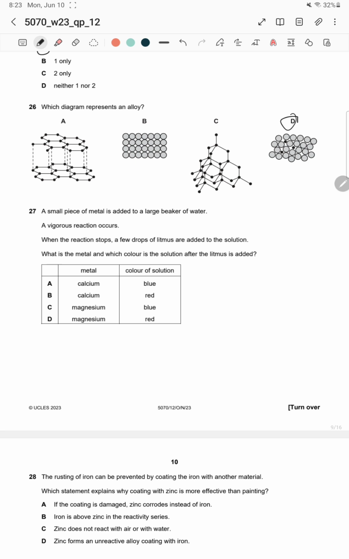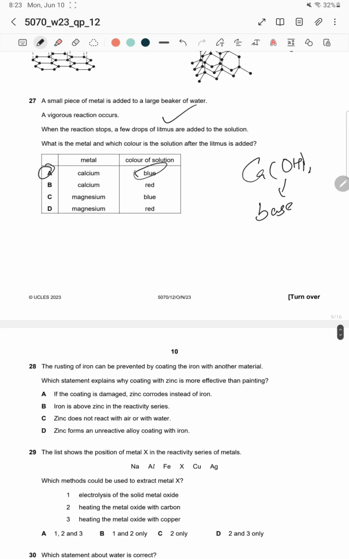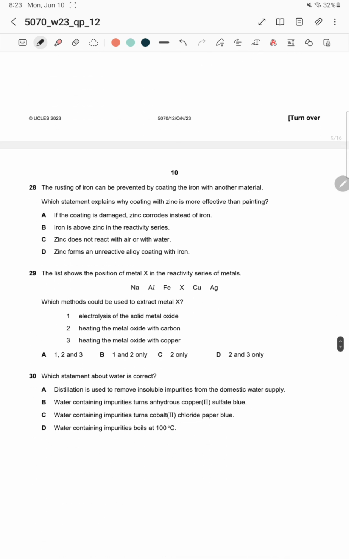So students, we know that when you add calcium in water, it forms calcium hydroxide, but magnesium hydroxide is not formed easily. So calcium hydroxide is a base. So the base has which color in litmus solution? The color is blue. So it was a tricky question. The option is A for this. Question number 28.